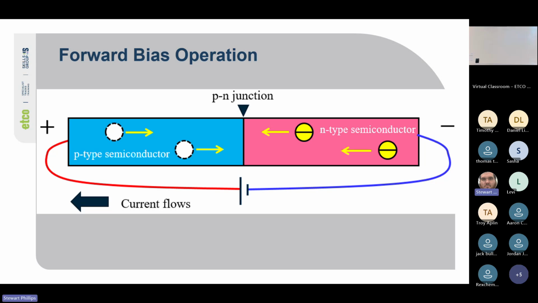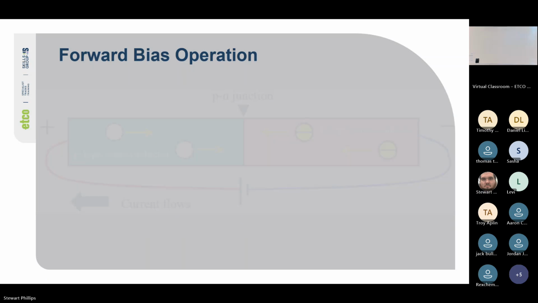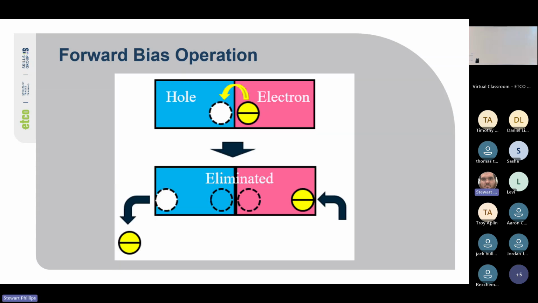Just remember, when we talk about current flow, conventional current flow is positive to negative. Actual current flow is negative to positive, because remember, current flow is the flow of electrons, whereas conventional current flow is the flow of the holes. Cool. So yeah, the electron moves into the hole, and then the electron gets moved out again. So the hole replaces it.